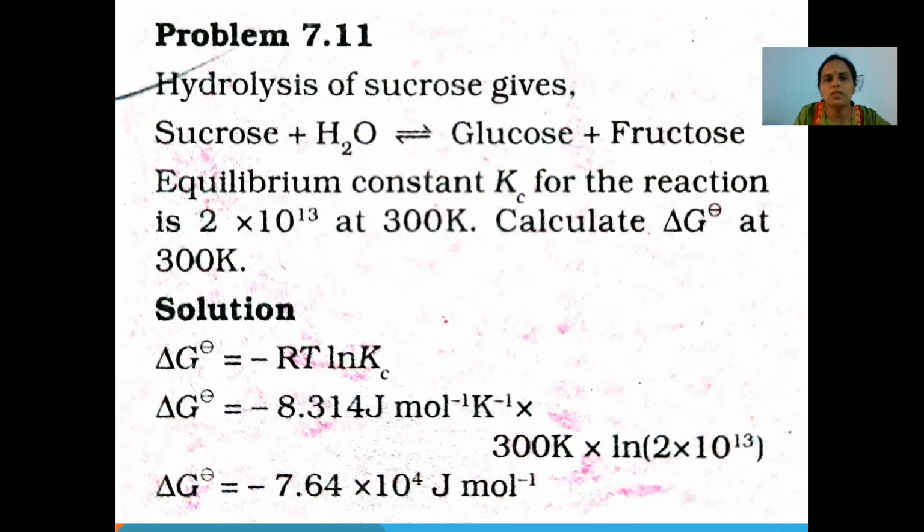Look at the next problem. Hydrolysis of sucrose: sucrose plus water gives glucose plus fructose. Kc for the reaction is 2 into 10 raised to 13 at 300 Kelvin. Calculate delta G at 300 Kelvin. So we'll put in the formula delta G equals minus 2.303 RT log K, and on substituting the values, I get delta G here as minus 7.64 into 10 raised to 4 joules per mole. Hope it's clear.